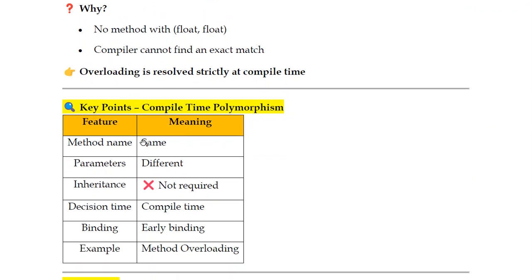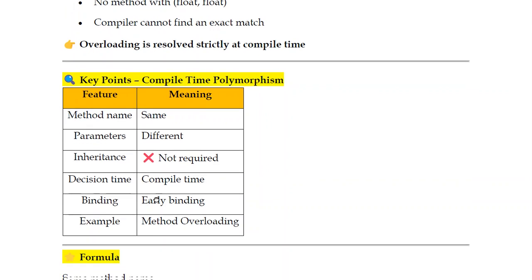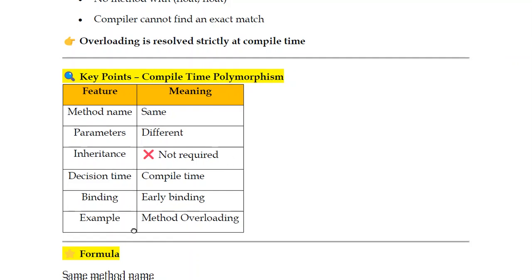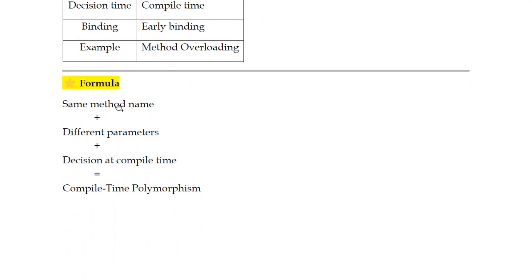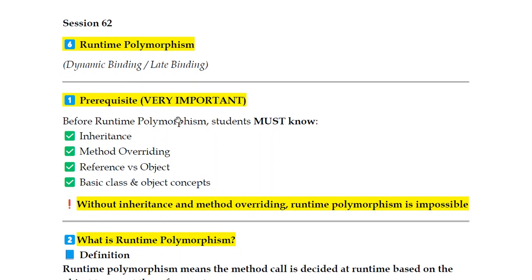The key points of compile time polymorphism: the method name is the same, parameters are different, and inheritance is not supported here. I am saying this for compile time polymorphism alone. For runtime polymorphism, inheritance is the base concept. The decision is made at compile time itself. Binding is early binding. Before compilation itself, it has been decided which method is going to work. So the example is method overloading, compile time polymorphism. Simple workflow: same method name, different parameters, decision made at compile time. That's why it is called compile time polymorphism. The forthcoming session will discuss runtime polymorphism.